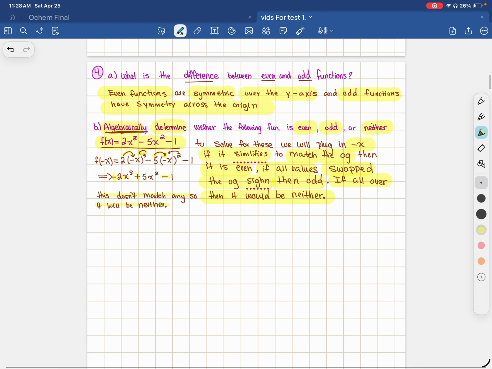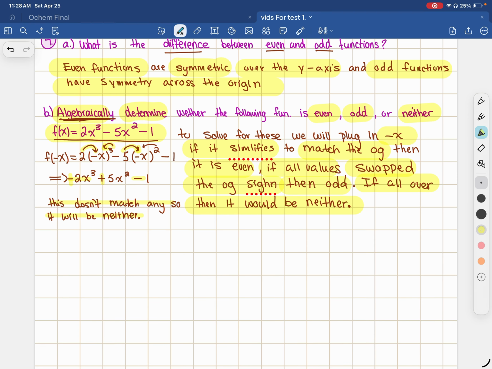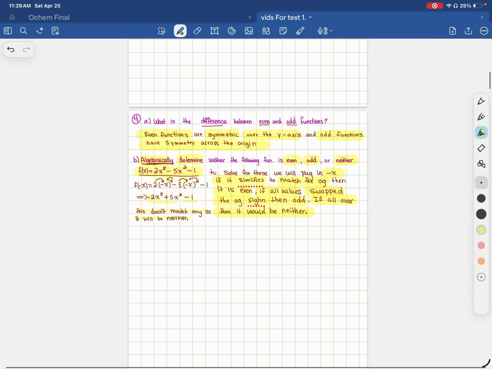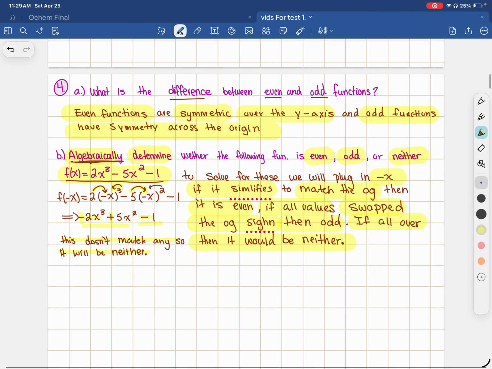So again, when we get into these kinds of situations, we always plug in negative x. If after plugging in negative x, it simplifies to looking like the original problem, then we know that it is even. If we plug in negative x and all values flip, either positive to negative or negative to positive, then we know that it's odd. If none of these happens, or it's all over the place, mixed outputs, we will get neither. So in this situation, two of the values swapped, so it's looking like an odd function, but this one did not, meaning it's neither. And that's basically going over the difference between odd and even functions. Thank you.